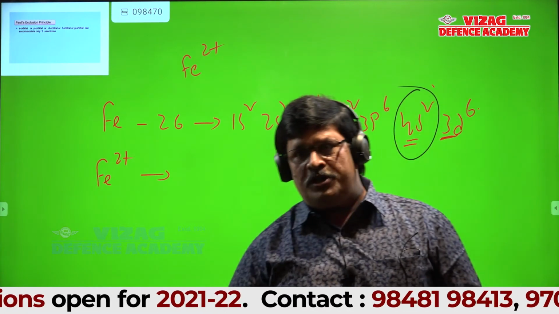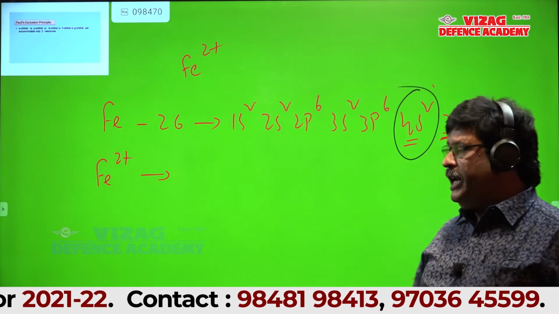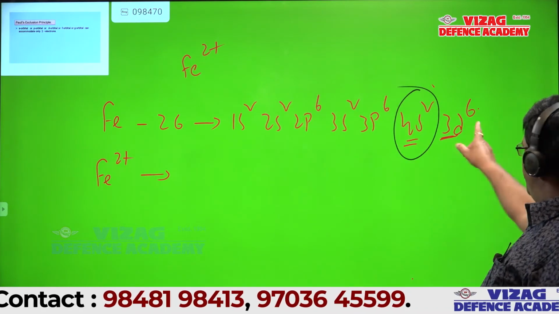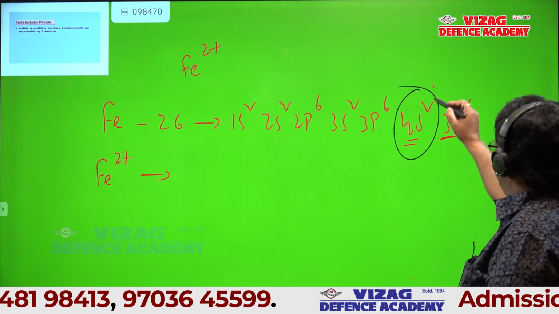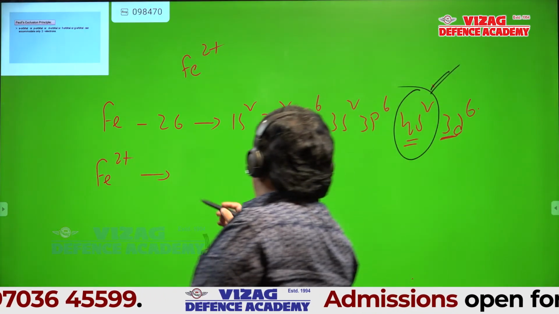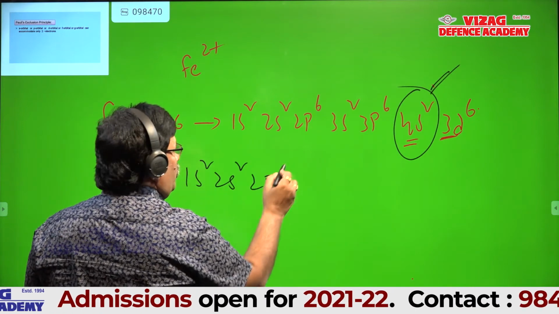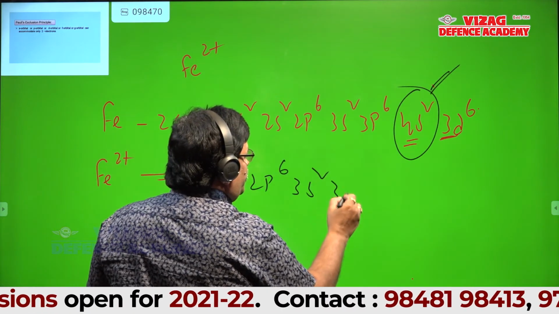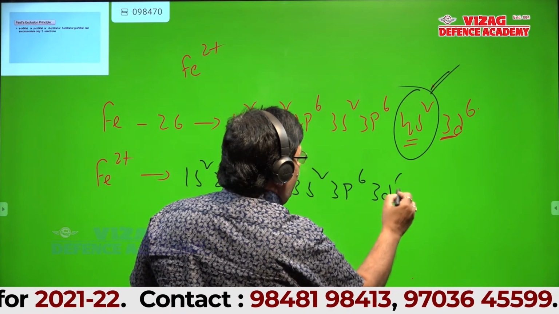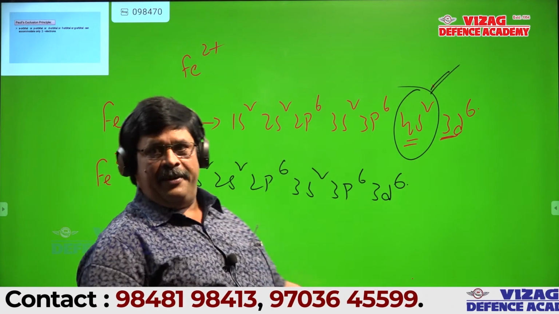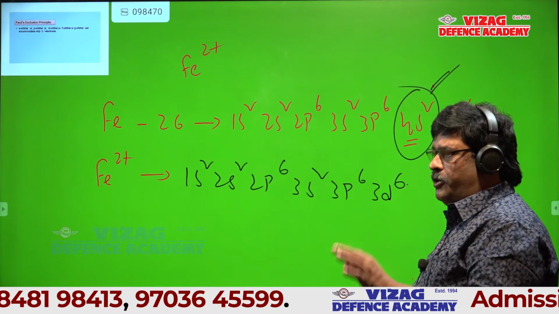Atoms should lose electrons from the outer shell only. That is from 4s, not from 3d. So it loses these 2 electrons. Then the electronic configuration of Fe2 plus is 1s2, 2s2, 2p6, 3s2, 3p6, 3d6. Is it okay? All of you, is it okay?